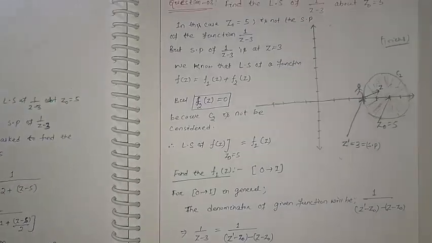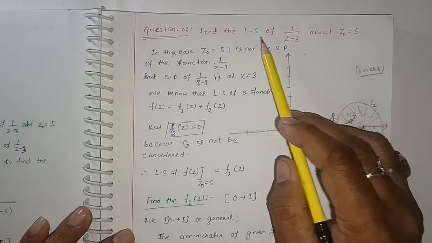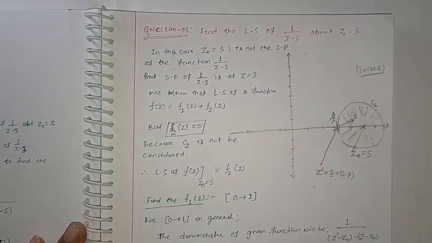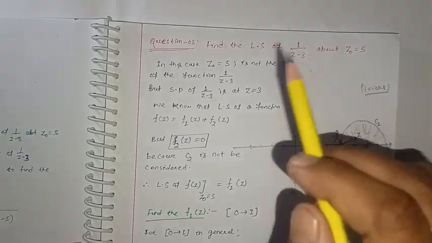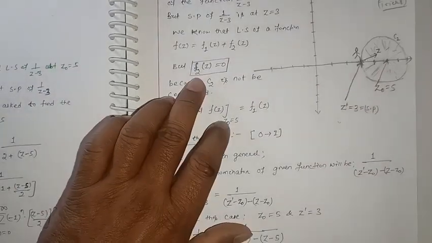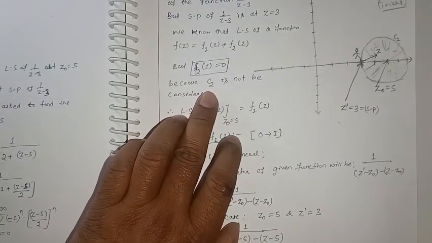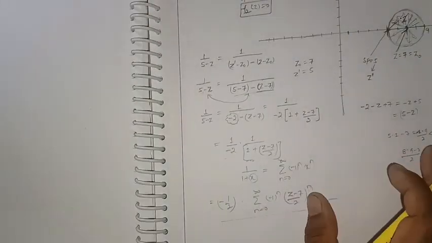Question number 3, we discussed the function 1 by z minus 3, Laurent series about z0 equal to 5. In detail, we discussed here that z0 equal to 5 is not the singular point of the function. That means indirectly the question asks that we have to find out the Taylor series. So f2z will be 0 because c2 could not be considered for this case. How we are going to do it, we discussed in detail.